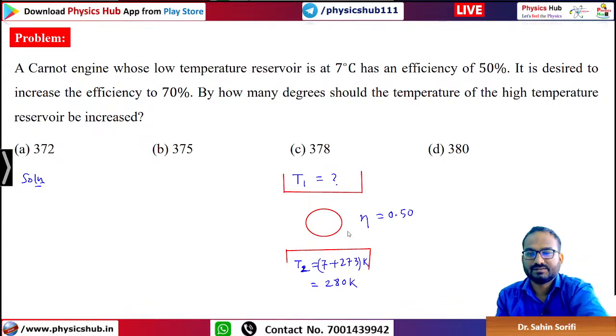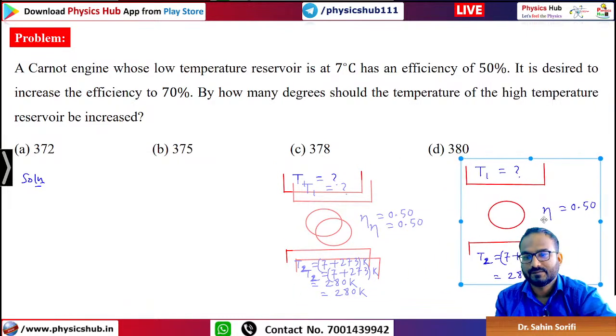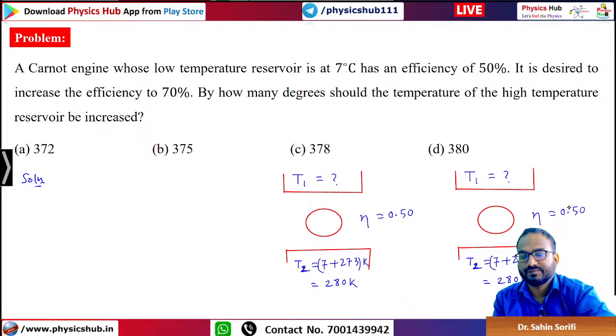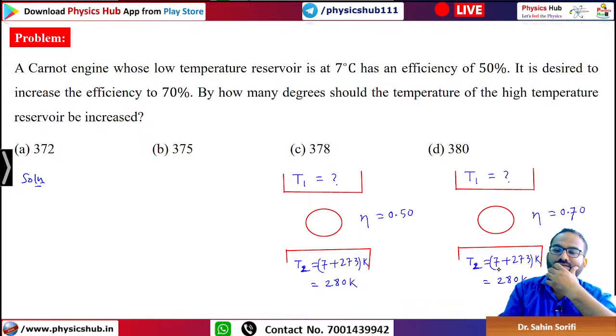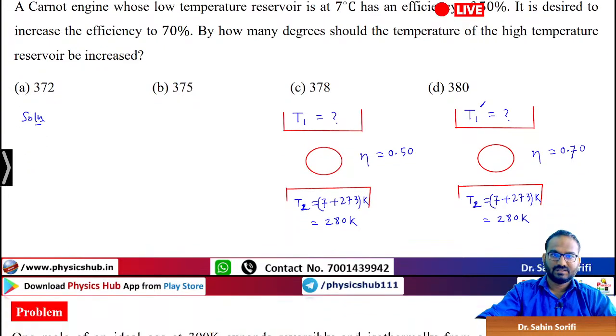Next, if you want to increase the efficiency, and if you want to make it, let's say eta is equals to 0.70, keeping the cold temperature same. Let's say this temperature is T1 prime. So what is the change that you have to find out? T1 prime minus T1. Can you do this? I think it can be solved very easily. Nothing is there in this problem.